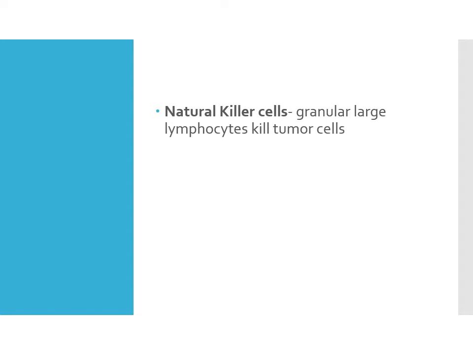They are large granular lymphocytes, and they have the property that they can kill tumor cells or virus infected cells. So particularly these natural killer cells have activity against tumor cells and virus infected cells. That is very important. These natural killer cells don't need any antigen presentation, unlike your T cells and B cells, which need the antigen presenting cell. Natural killer cells are totally different. They are a component of innate immunity. They can directly act on the tumor cells or on the virus infected cells.